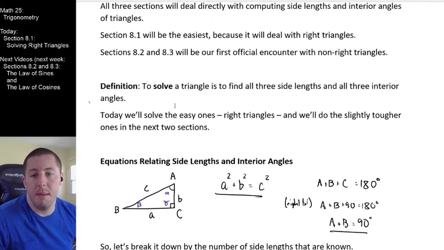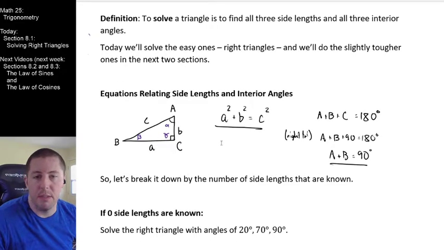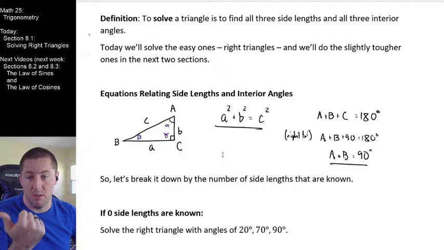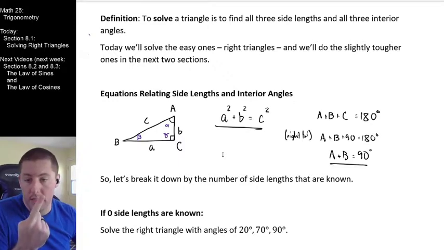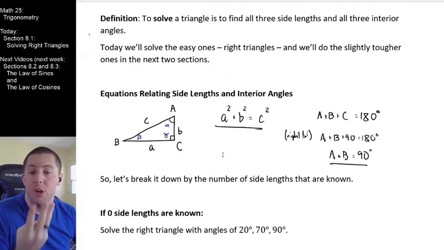So what we would like to be able to do is to solve all possible right triangles. And so what I think a reasonable thing to do would be to say, what if we knew 0 side lengths? What if we knew 1 side length? What if we knew 2 side lengths? What if we knew all 3 side lengths?